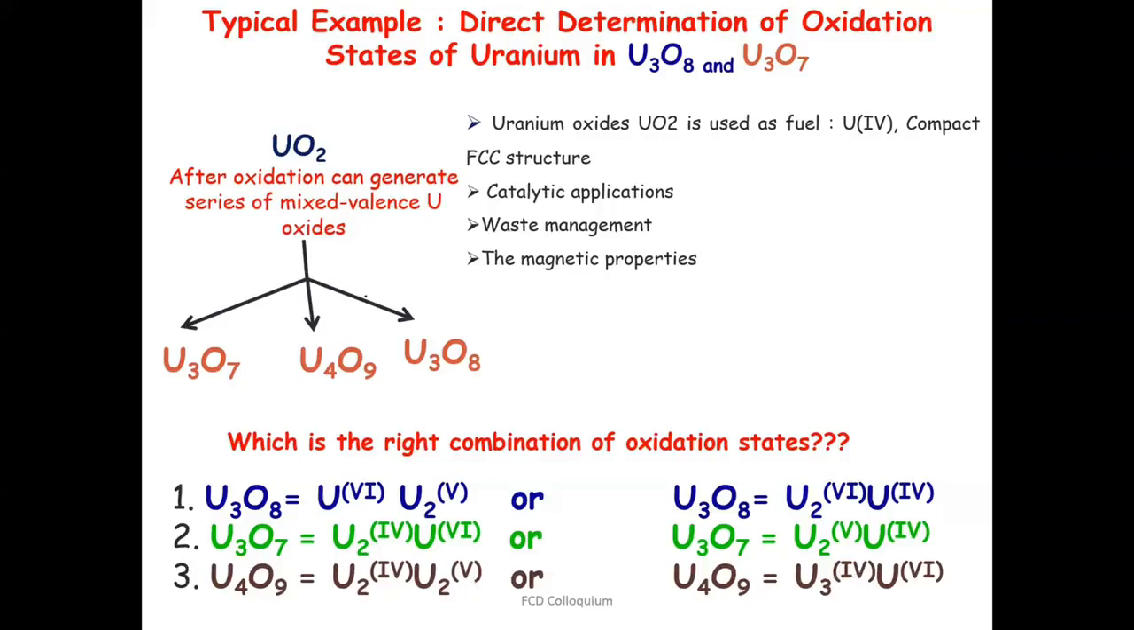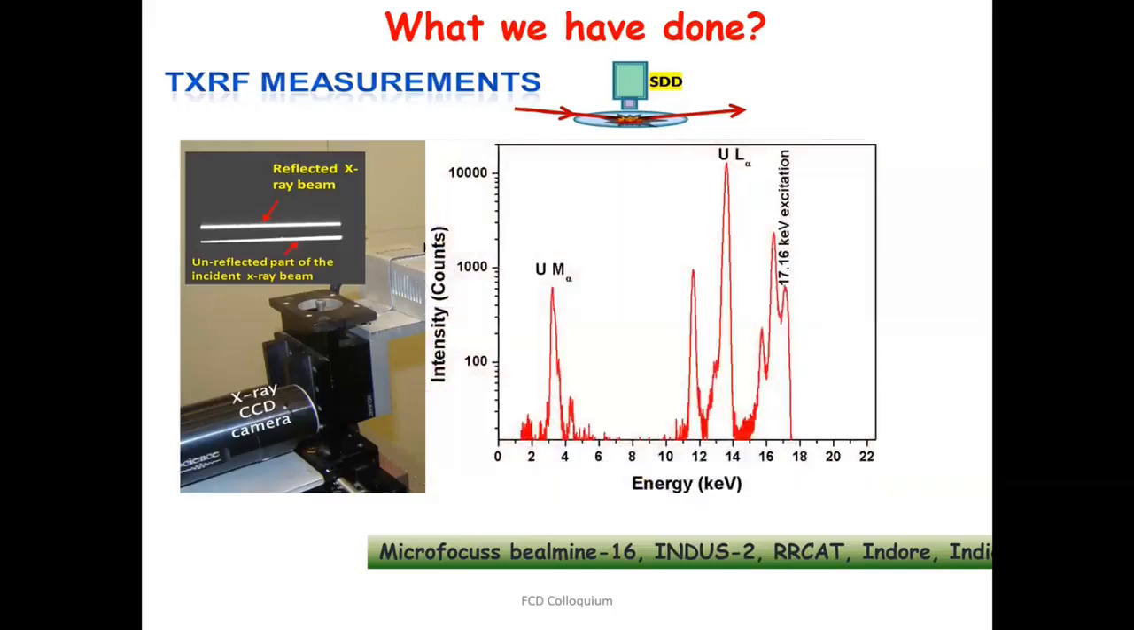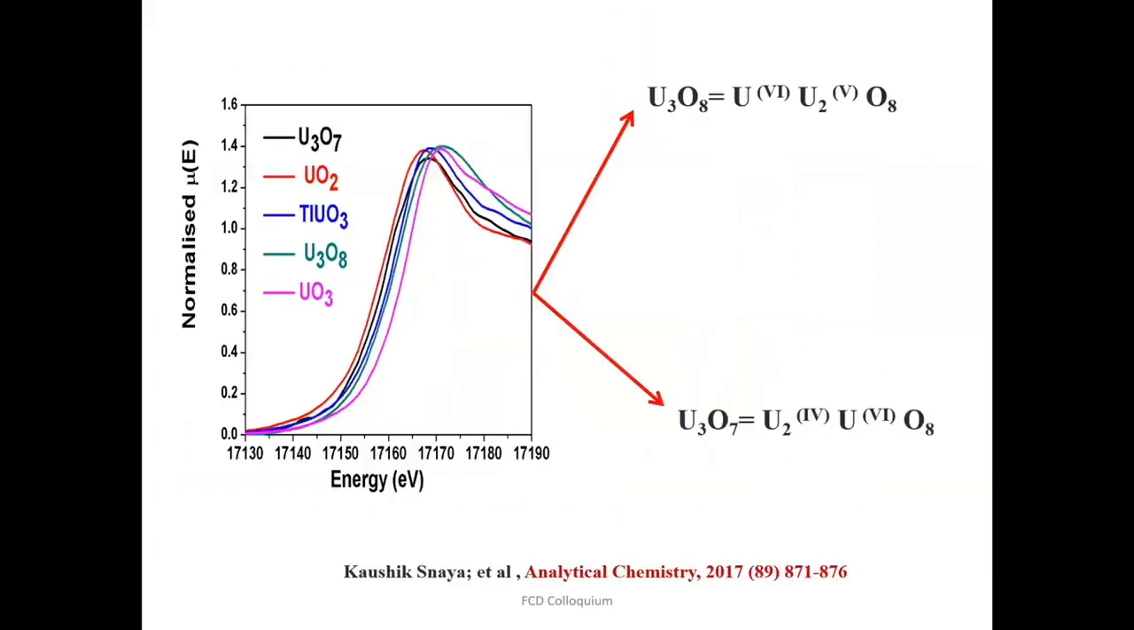Now, how to know this? In order to see this, we made some studies on our Indus-2 synchrotron light source in Indore. Here we made the sample by rubbing just on the TXRF sample support, a very small amount of sample, and then recorded the TXRF spectra at different energies. Here you can see the direct beam and the totally reflected beam. After measuring, we got very good spectra with such a small sample. When we processed this, we reached the conclusion that U3O8 is a mixture of uranium-6 and uranium-5, whereas U3O7 is a mixture of uranium-4 and uranium-6. And these studies match with earlier reported studies.